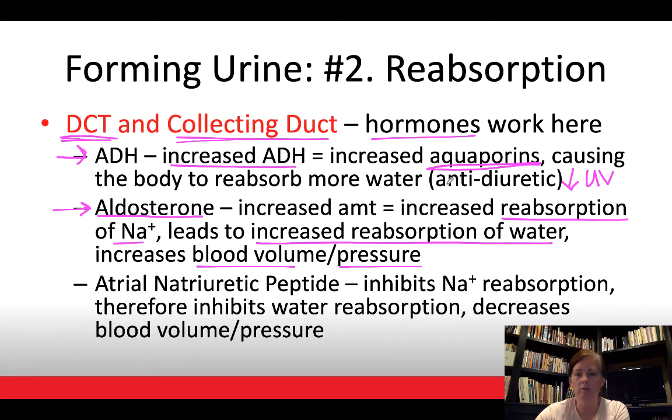ADH is also going to result in increasing blood pressure as a net effect of it as well. Okay? Because we decrease urine volume, and we know that that's going to lead to an increase in blood pressure.